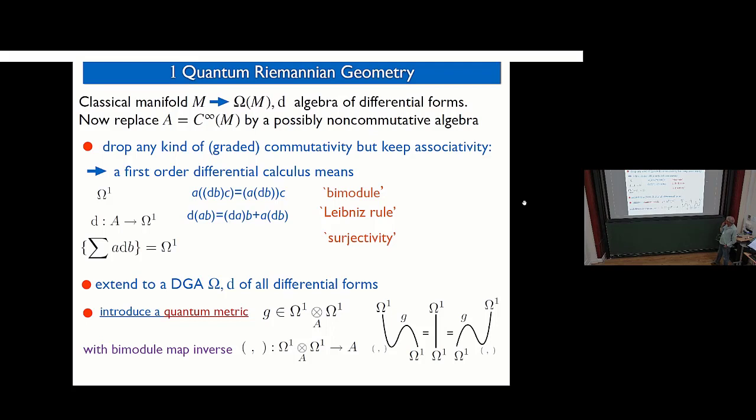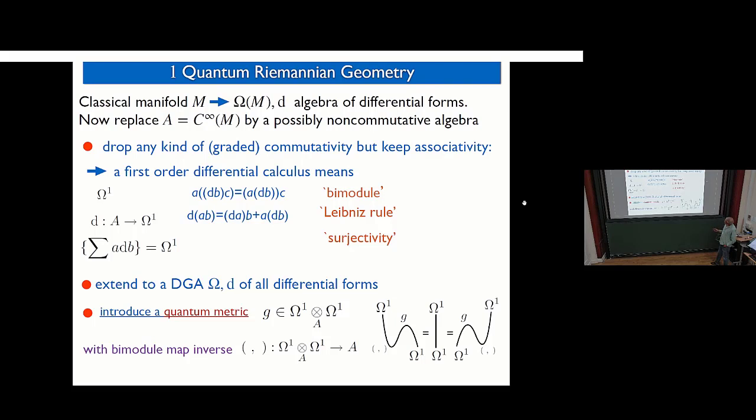So at first order, that means that the space of one-forms is some bimodule over A. So A is now potentially non-commutative, it'll be a star algebra, you'll eventually complete it to a C-star algebra if you want. But Omega^1 should be an A-bimodule, and there should be a map d from A into Omega^1. A bimodule means if you have a differential here, you multiply from the left by a or from the right, you get the same as the other way around, that's associativity. And d should obey the Leibniz rule, using the bimodule structure.